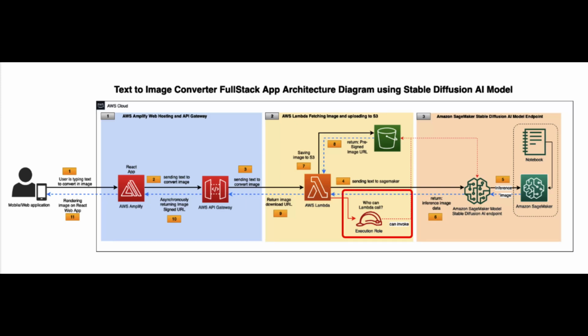So as per our architecture diagram, AWS Lambda function needs an execution role which has permission to call the SageMaker endpoint and save the image into the S3 bucket. So we need two permissions, and we have to assign those permissions into the AWS Lambda execution role. So first we will go ahead and create the AWS Lambda function execution role.